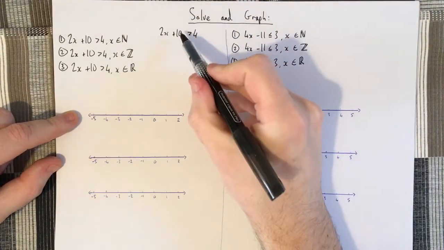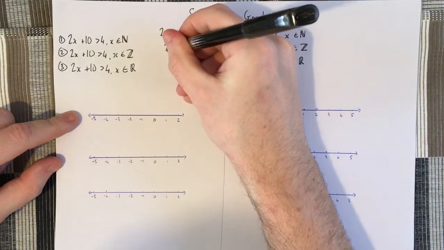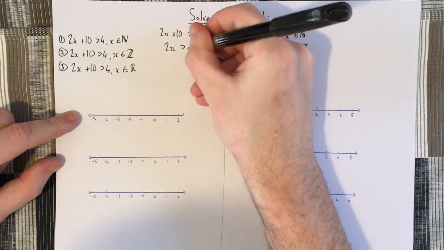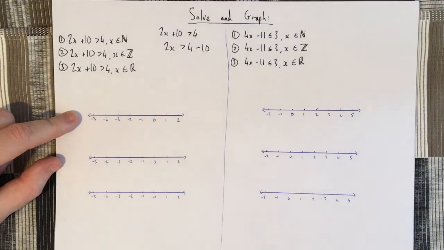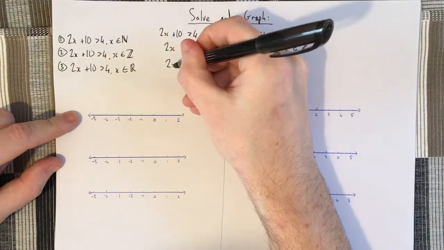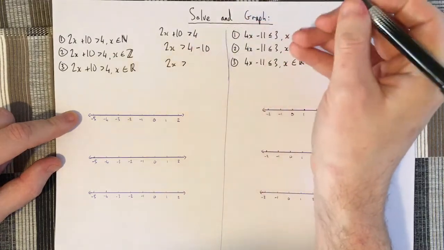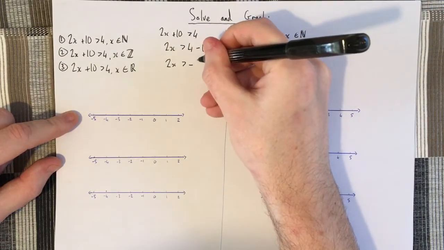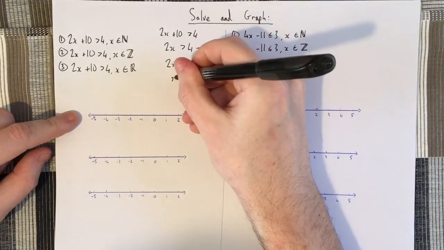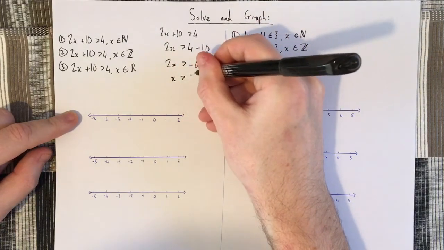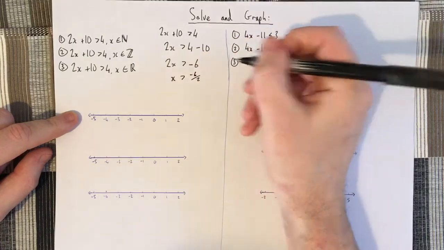So first thing I'll do is I'll bring the 10 over. So 2x is greater than 4. If you bring plus 10 over, it becomes minus 10. So 2x is greater than 4 minus 10, which is minus 6. Then divide both sides by 2. So x is greater than minus 6 over 2.